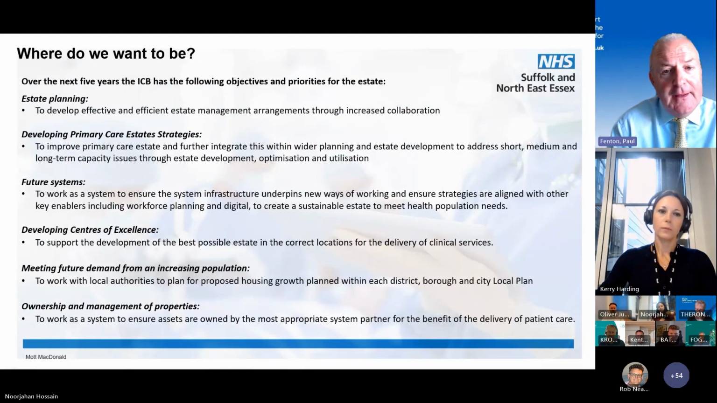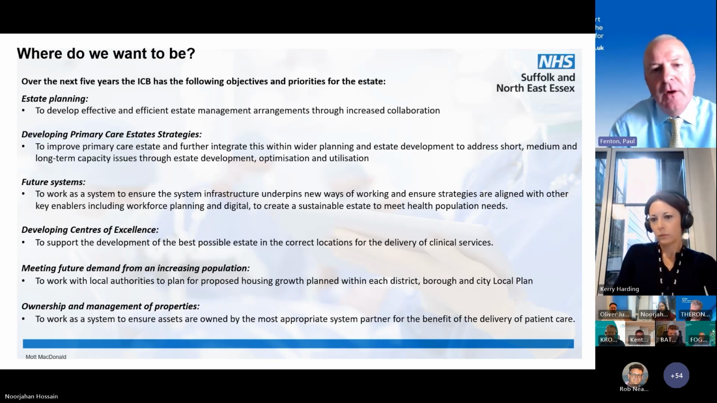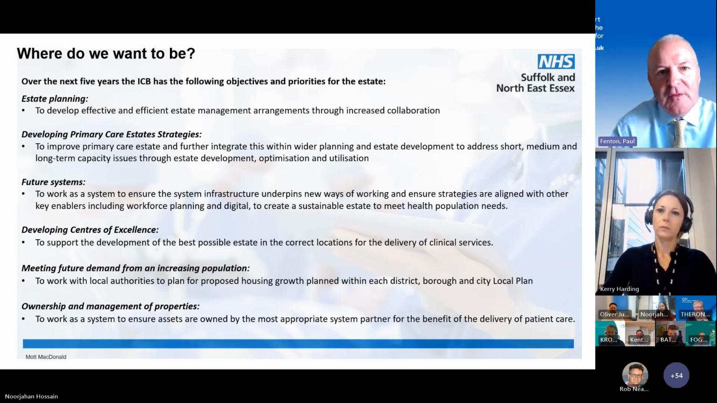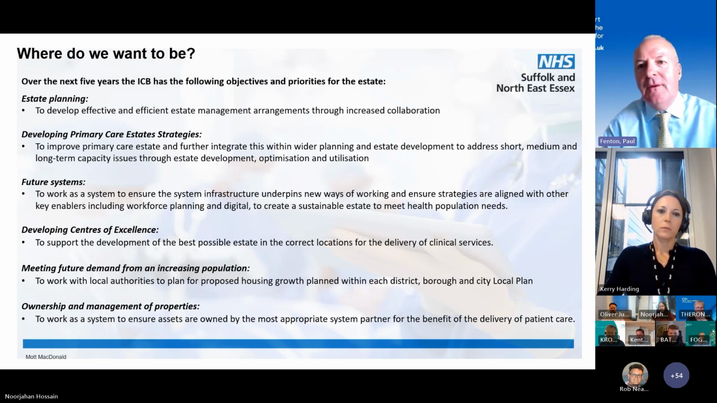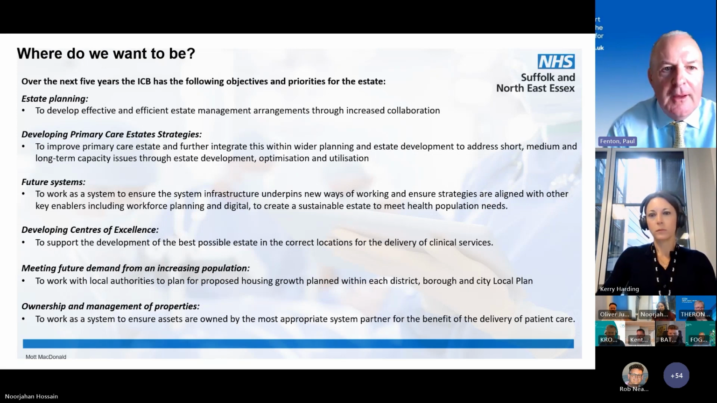So our estate objectives and priorities over the next 5 years are as follows. Estate planning. We want to develop more effective estate management arrangements through increased collaboration. I think it varies from ICB to ICB in respect of collaboration between providers. There are those that are clearly showing progress with working together as an integrated health system, and that's producing some real benefits. And there are those ICBs that meet once a month and perhaps smile sweetly at one another, yet go back to their own trusts and continue working on their, I guess, siloed approach to what they believe is integrated health. So I think there's much more to be had in estate planning.